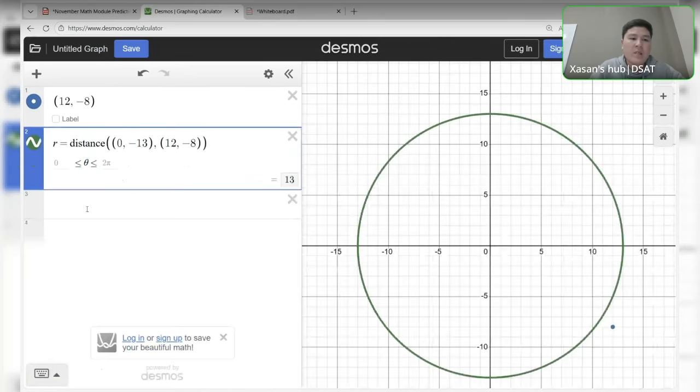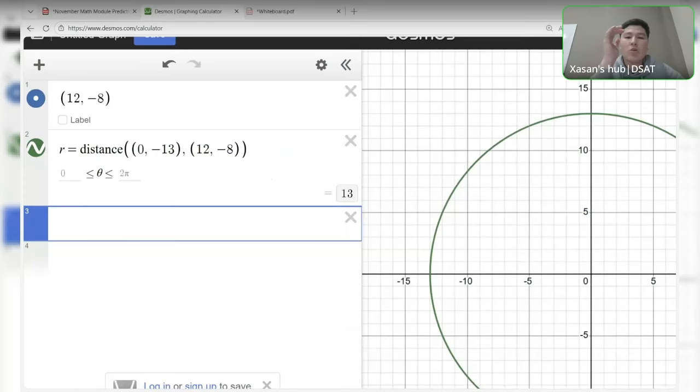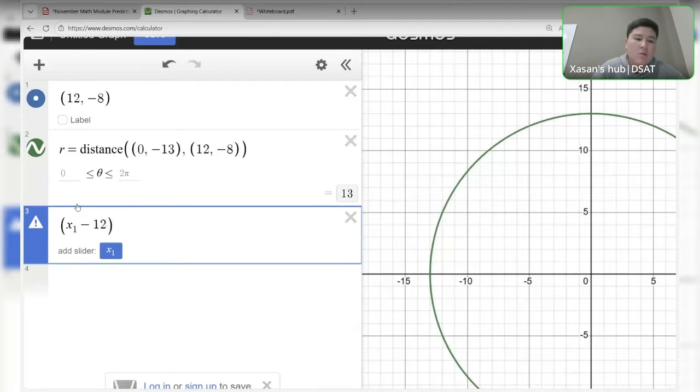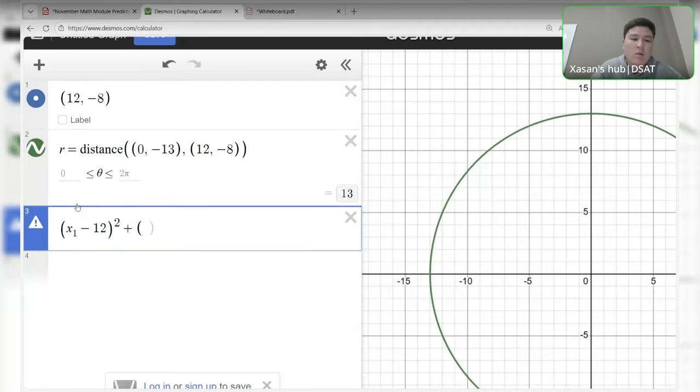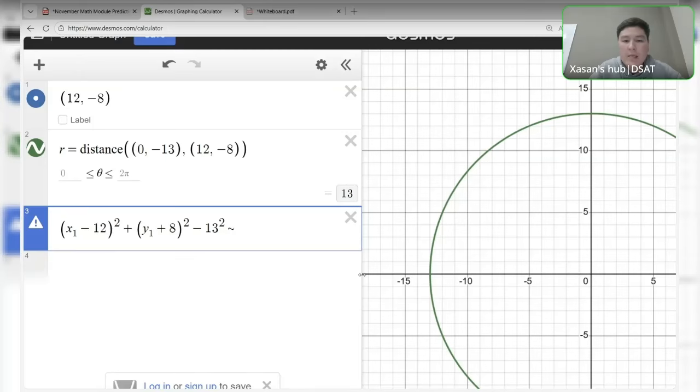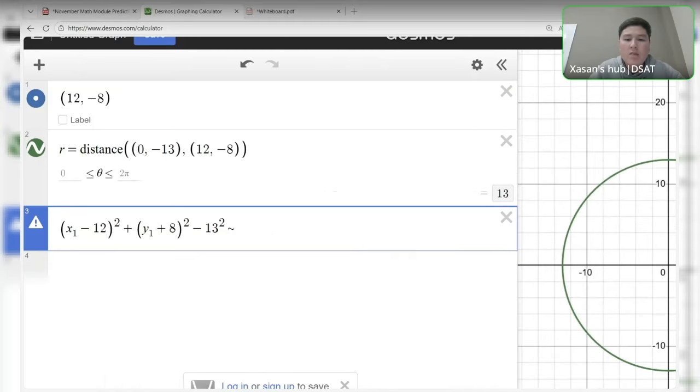What are we going to do? On the left side, I will create the original circle equation itself. So we have (x1 minus 12) squared plus (y1 plus 8) squared equal to the radius squared, 13 squared. I will move it to the left side, so it's minus 13 squared, and I will equalize it using the tilde sign to the expression given in the equation.